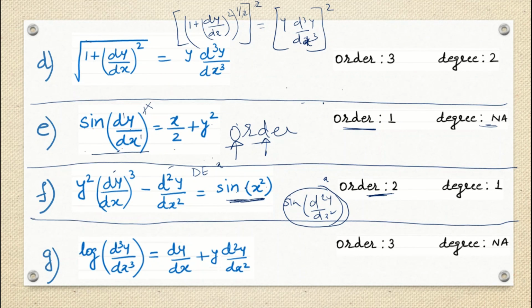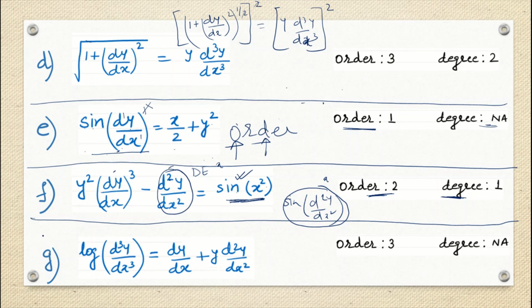But here what is happening? This is sine of x square. I don't worry about it, whether it is sine x square or sine y or sine v. I just have to see where the highest derivative is. This is my highest derivative, fine. And the order of this derivative is 2. And the degree of this derivative is 1. So the degree of the differential equation is 1.